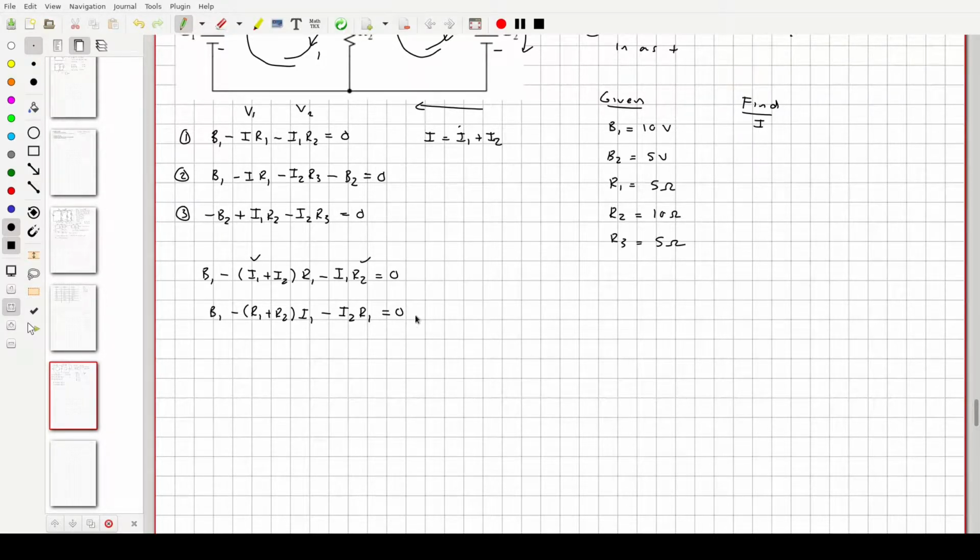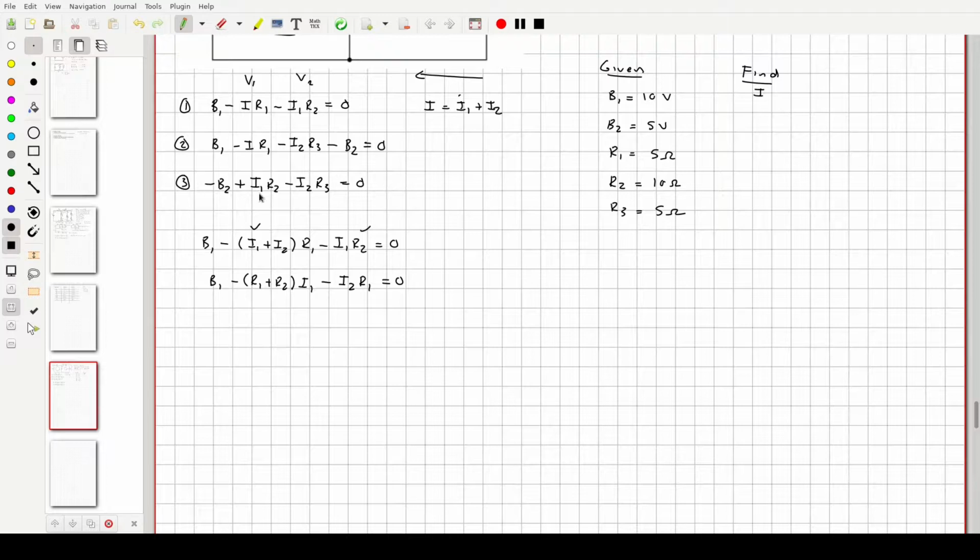Okay. So you have this equation. This is equation number 1. And then we have equation number 3, which deals with I1 and I2 as well. So equation number 3 says minus B2. Again, this is 1, and this is 3 right here. Minus B2 plus I1 R2 minus I2 R3 is equal to 0. And how you decide to approach this is entirely up to you.